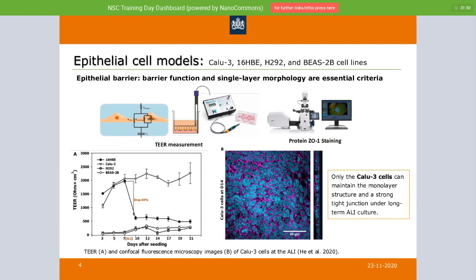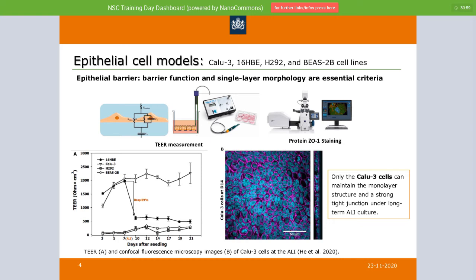In our studies, we selected Calu-3 cells, 16HBE, A549, and BEAS-2B cell lines for testing. As epithelial cell models, barrier function and single-layer morphology are essential criteria. So we measured the TEER values of these cells and also did the ZO-1 protein stainings.